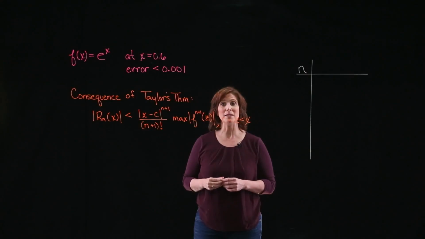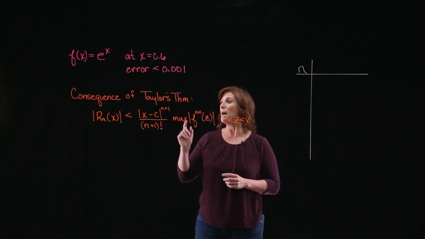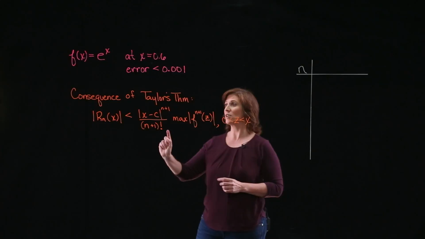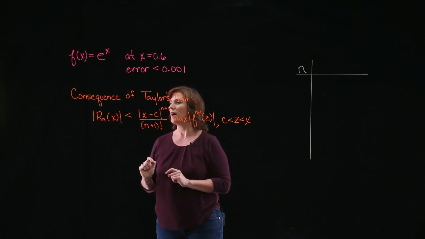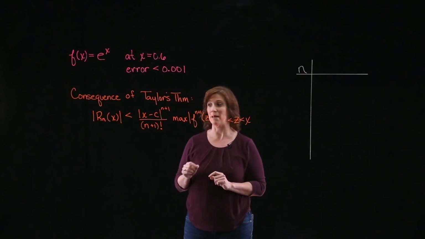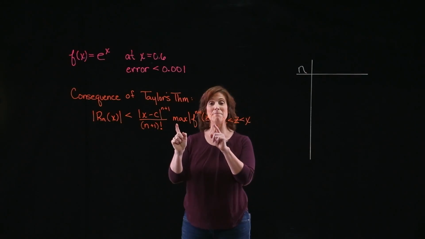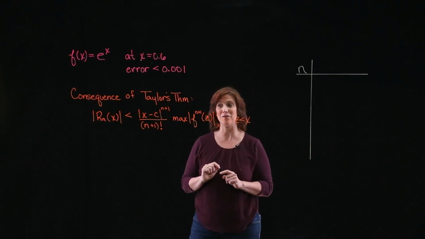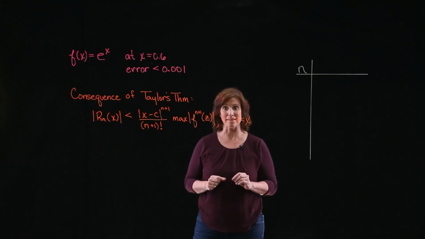Taylor's theorem allows me to get a Taylor polynomial, and it also talks about the error involved in finding that Taylor polynomial. But I'm going to be using a consequence of that theorem. My consequence is that the absolute value of the remainder is less than the absolute value of x minus c to the n plus first power all over n plus 1 factorial times the maximum of the n plus first derivative at z, where z is somewhere between c and x.